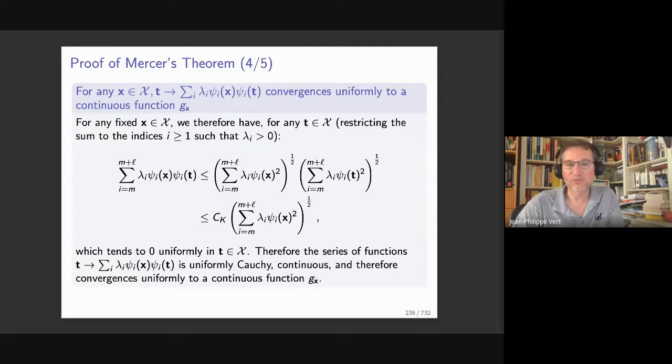So we have uniform convergence in t, and therefore the function that to t associates the sum of lambda_i psi_i(x) psi_i(t) is uniformly Cauchy. It's continuous because for any finite value of the sum, we have a continuous function, and therefore we have convergence. We have uniform convergence to a continuous function g_x.